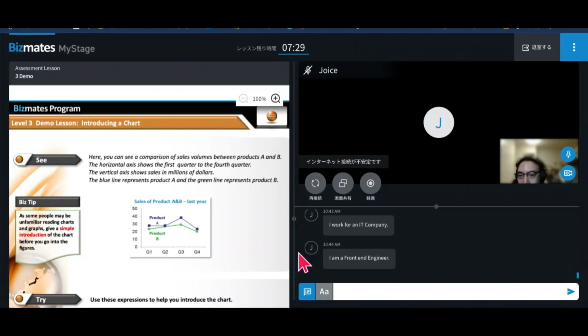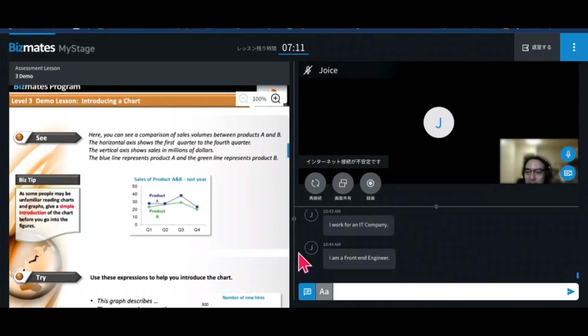So you're familiar with charts. You mentioned you love charts very much. Yes, I make charts or graphs every day. All right, so this will be quite easy for you because you're quite familiar with charts. Usually after you read the See part, your trainer will ask you a few questions about what you read. Then after that, why don't you go ahead and read the Biz Tip?